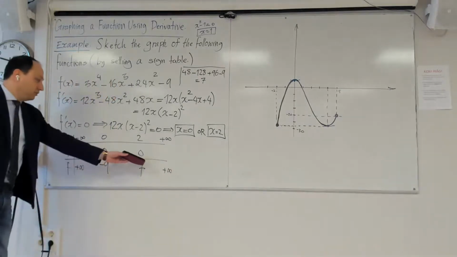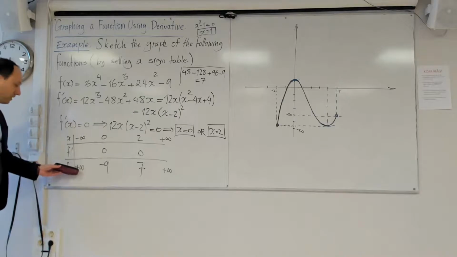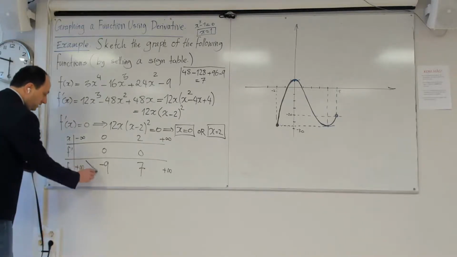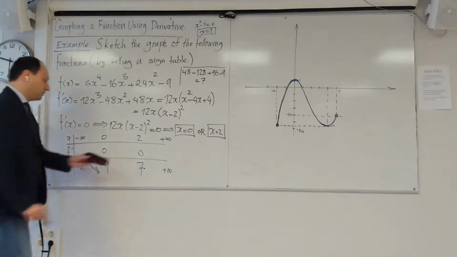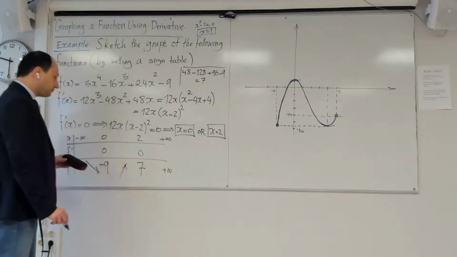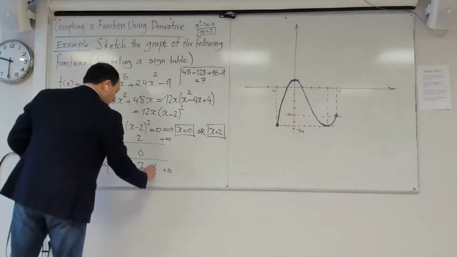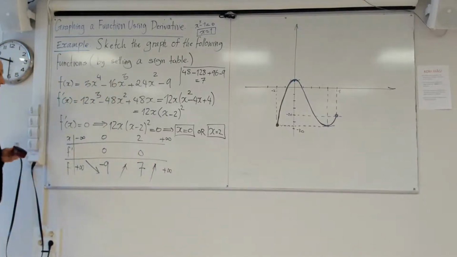If I can determine these things, I really don't need to choose those random points, because from positive infinity I have reached negative 9. It means that definitely I have decreased. Then from minus 9 to 7, I have increased. And from 7, I have gone to positive infinity. Again, I have increased. But let us not rely on that. Let us go back and choose the random points here.